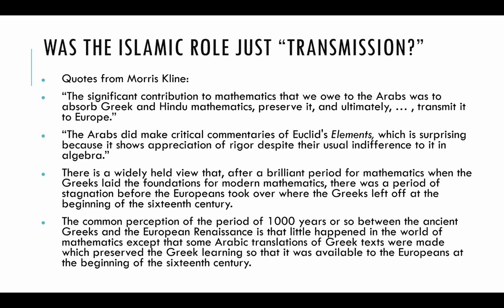There's a widely held view that after a brilliant period of mathematics, when the Greeks laid the foundation for modern mathematics, there was a period of stagnation before the Europeans took over where the Greeks left off at the beginning of the 16th century. That would diminish the work that the Europeans did prior to the 16th century, and I think that's not cool either. The common perception of the period of 1,000 years or so between the ancient Greeks and the European Renaissance is that little happened in the world of mathematics, except that some Arabic translations of Greek texts were made which preserved the Greek learning so that it was available to the Europeans at the beginning of the 16th century. That would diminish Omar and Al and Thabit and all the rest of them.